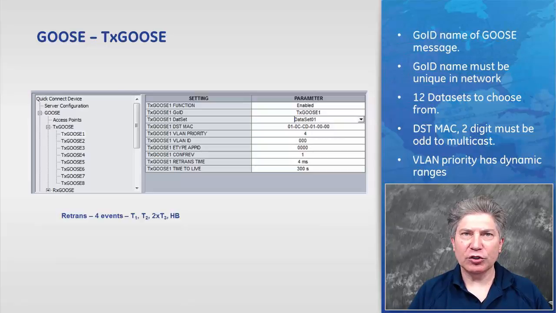The retransmission time works in this manner. When a member value changes, 4 event transmissions are sent in this interval. So it starts it off with the retransmission time, then on the next interval, 2 times the transmission time, and then on the 4th one, it goes to the heartbeat. The next part is the time to live. The time to live refers to the amount of time for a subscriber to wait for a Goose message before declaring a communication failure.